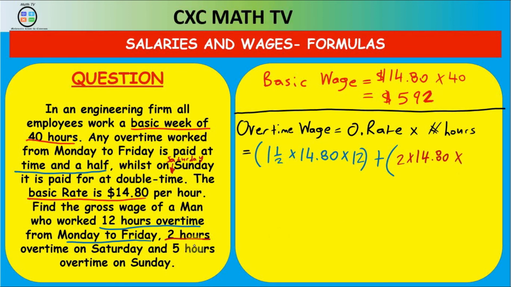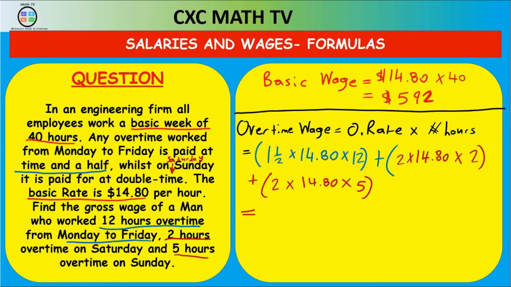Now, overtime at double rate is 2 times the basic rate of 14.80 multiplied by the number of overtime hours worked on Saturday, which is 2, plus 2 times 14.80 multiplied by the number of overtime hours on Sunday, which is 5. Now, if you went ahead and just added 2 and 5 and got 7, and worked out 2 times 14.8 times 7, that would also be correct. That's just utilizing the distributive property, but we're not getting into that. I like when you show the full working and separate the overtime for Monday to Friday, Saturday, and Sunday. I like to separate everything.